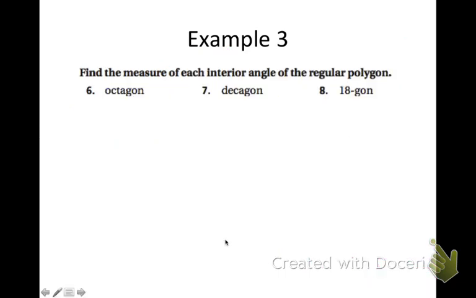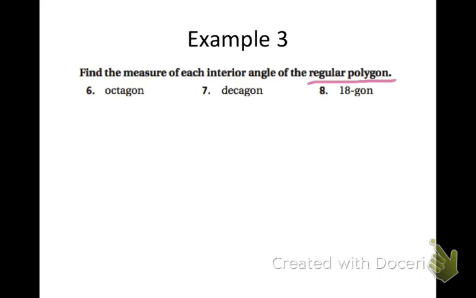Alright, the next thing is finding the measure of each interior angle of a regular polygon. Now, this idea of a regular polygon is defined as all sides are equal and therefore all angle measures are equal. So think of some regular polygons like the equilateral triangle or the square. You could have a regular pentagon, you can have a regular octagon, which looks a lot like the stop sign. And the octagon is the first one.